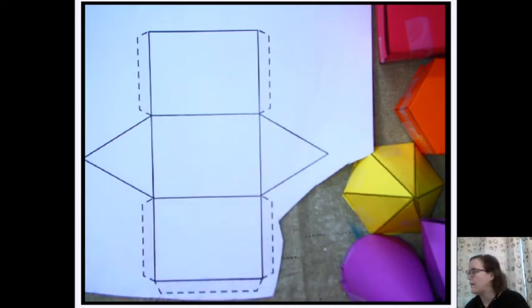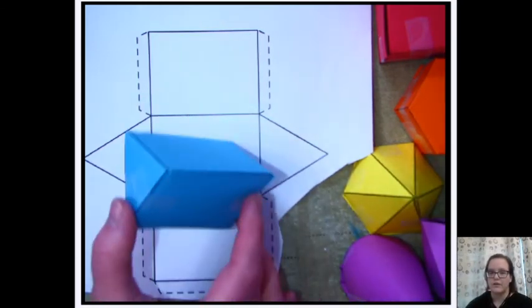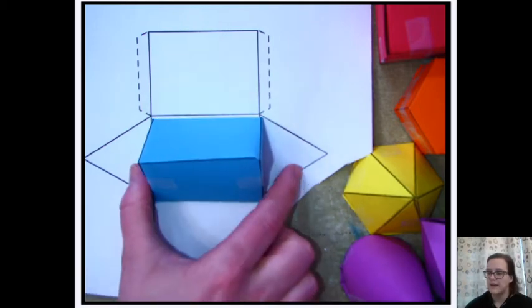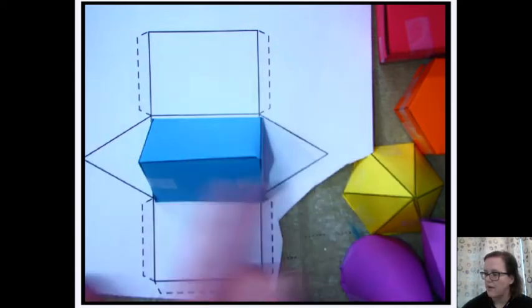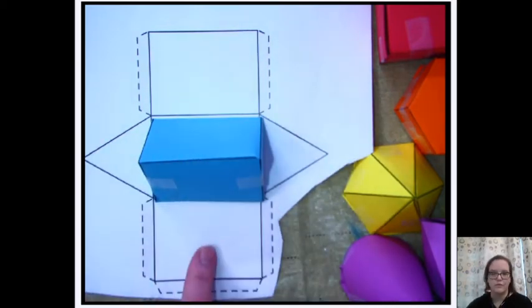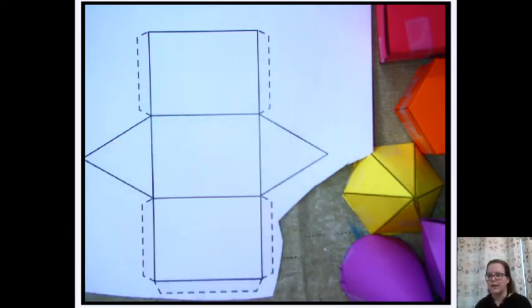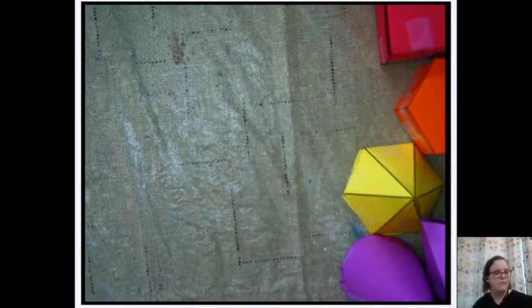Okay, so an example of that is this right here. Okay, so notice my triangles are right there. If I were to unfold those triangles, they would match. And then here's a rectangle that would fold down here, the rectangle on the bottom, and then I have the rectangle that would fold here. Okay, so this is a triangular prism when I have this.